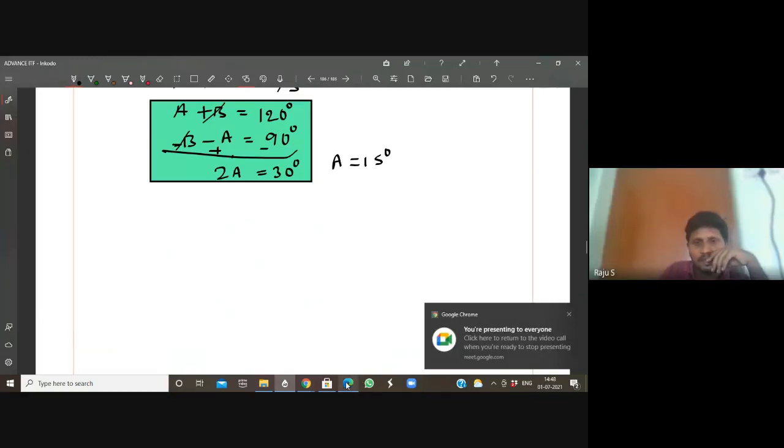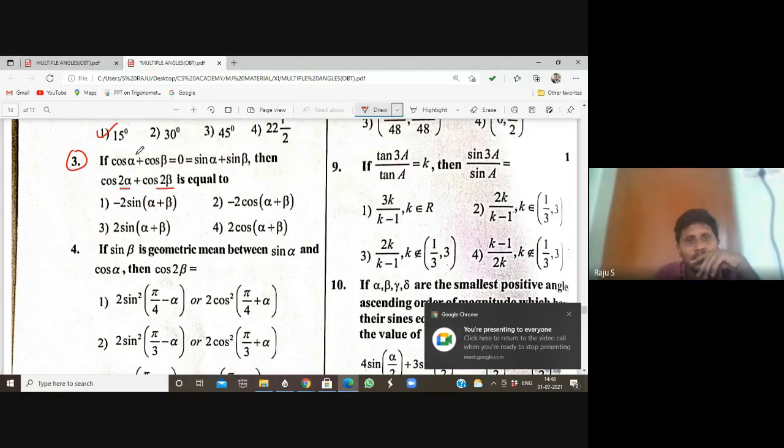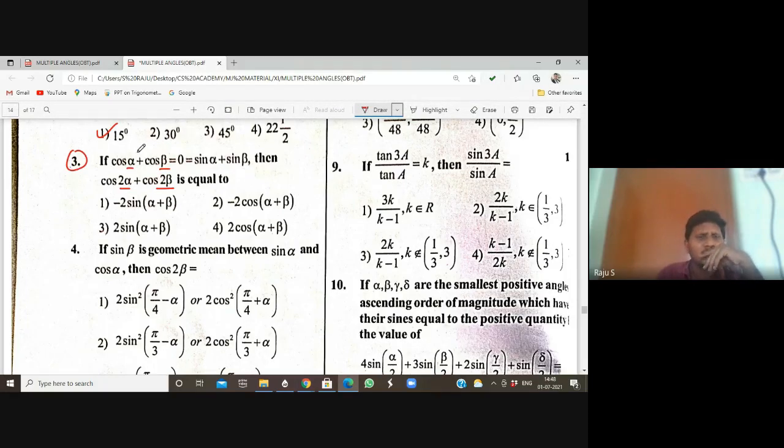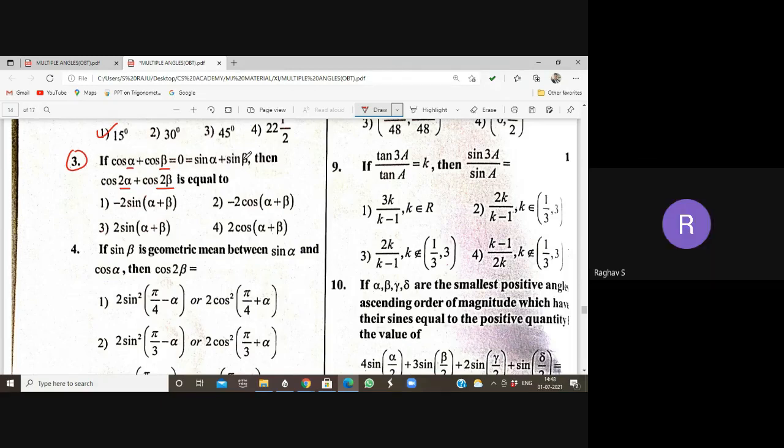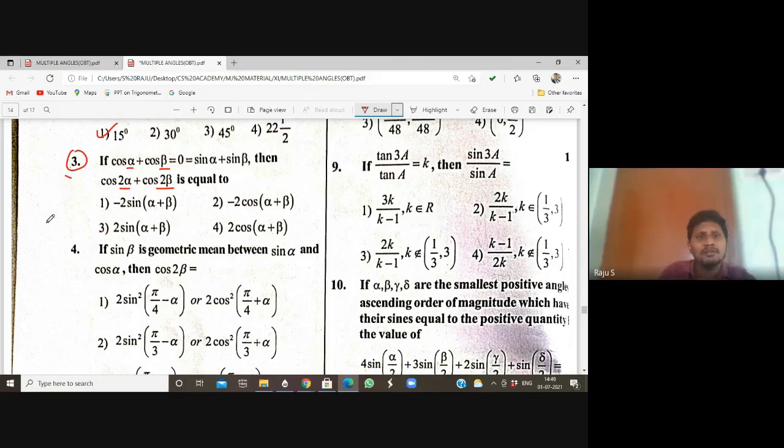Yes, students, see here, cos alpha, cos beta. So we'll do one thing. Why don't we take alpha as some positive value, like 1/2? Alpha and beta should satisfy both properties. Alpha is something like 1/2, and beta is minus 1/2. For both alpha and beta, it must be satisfied.